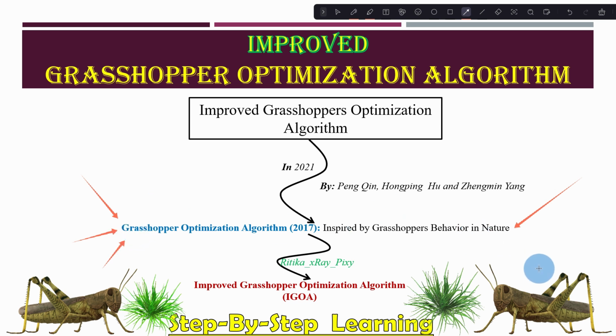We can use this algorithm to solve different constrained engineering optimization problems, clustering problems, feature selection problems, economic load dispatch problems in power systems, and others. In this video, we will try to understand how the improved grasshopper optimization algorithm is working.